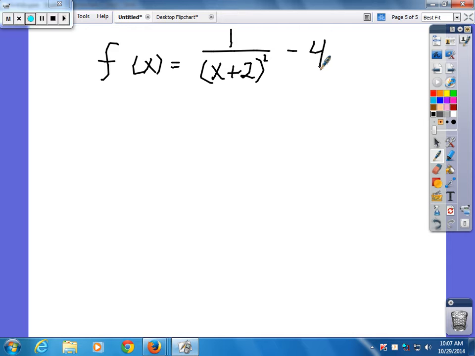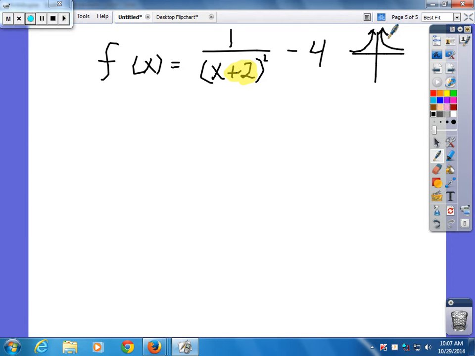Everybody should be doing what she's doing. Everybody should be saying, okay, what is this shift right here? To the left 2. What is this shift? Down 4. Now, what's the parent graph? Oh, that's highlighted. Sorry. Hold on. There we go. The parent graph for this one is the volcano, right?